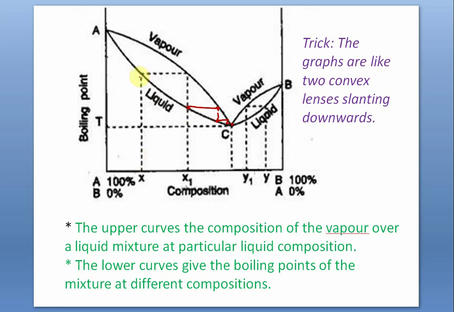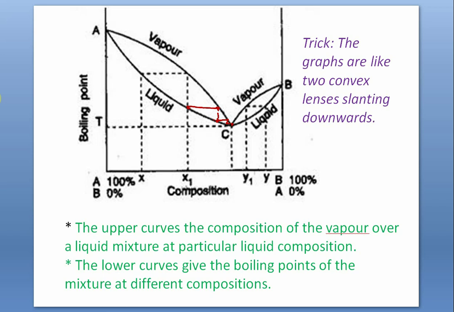But in all other compositions, they are different. For example, here the liquid composition is here and its corresponding vapor composition is here. If it is here, the vapor composition is here. If the liquid composition is here, the vapor composition is there only. So once you get an azeotrope, you cannot separate further. You cannot enrich the more volatile component B, say ethanol, further.